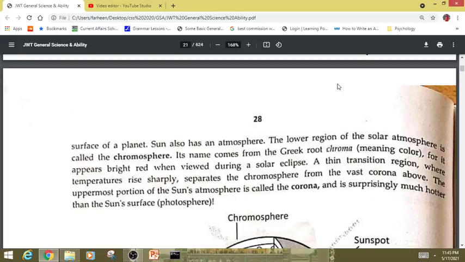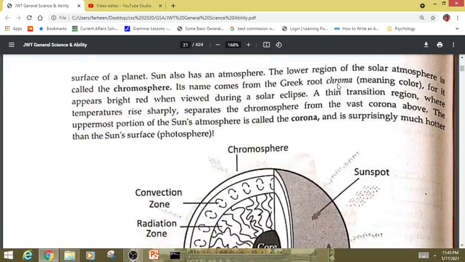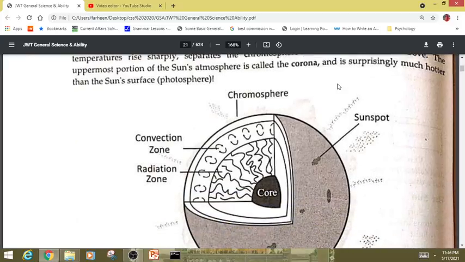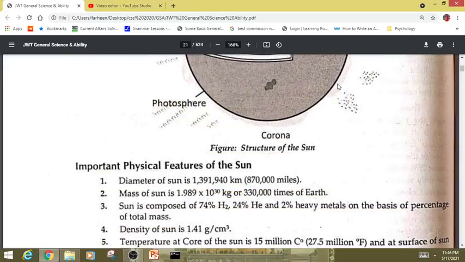Its name comes from the Greek root chroma, meaning color, for it appears bright red when viewed during a solar eclipse. A thin transition region where temperatures rise sharply separates the chromosphere from the vast corona above. The uppermost portion of the sun's atmosphere is called the corona and is surprisingly much hotter than the sun's surface, the photosphere. The diagram shows the chromosphere, convection zone, radiation zone, core, sunspot, and photosphere, corona.